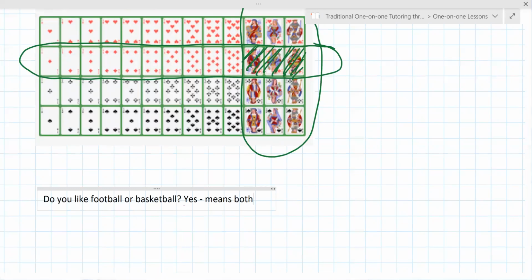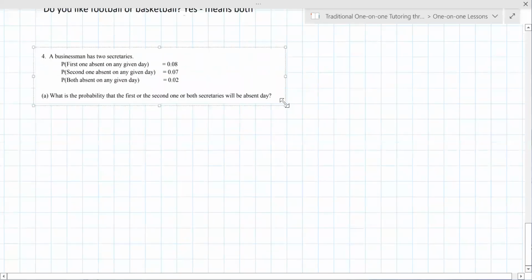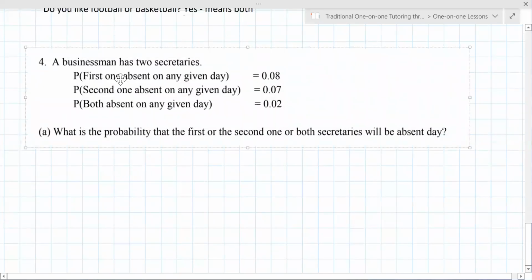In a traditional probability and statistics class, you will get some card problem on an exam at some point, but it's not the whole exam, so we don't spend all our time on that. So a businessman has two secretaries. The probability that the first one is absent on any given day is 0.08. The probability that the second one is absent on any given day is 0.07. The probability that both are absent on a given day is 0.02.